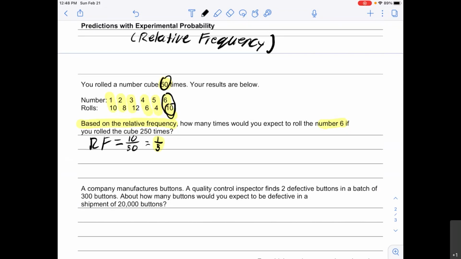So based on relative frequency, that means in my proportion, I will use the 1/5, that is the relative frequency, put that on the left side of my proportion, and I want to know how many times I would get this out of 250. When I go to solve that, I say, okay, well, this is divide by 5, so I'll do 250 divided by 5, and that 250 divided by 5 is 50. That means if I rolled this dice 250 times, based on what actually happened in my experiment, I would expect to get a 6 50 times.